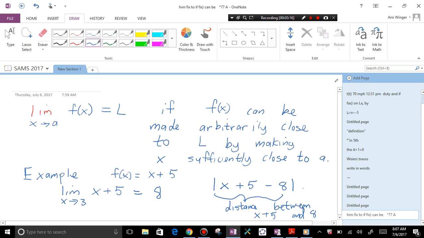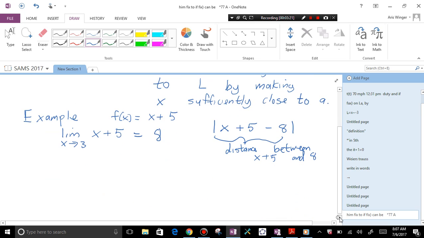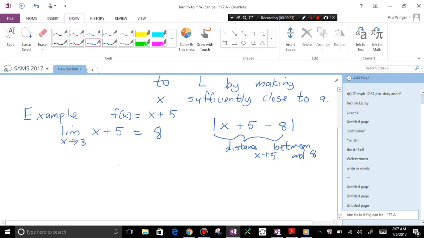And the question is, can I make this as small as I want by picking x as close to 3 as I need to? And so what is x plus 5 minus 8? It is x minus 3. So that equals x minus 3. And the question is, can I make this as small as I want by picking x as close as I need to 3? The answer to that is yes. Let's take some examples.